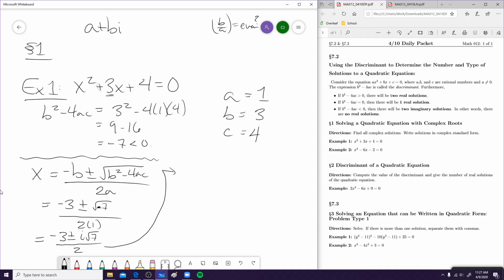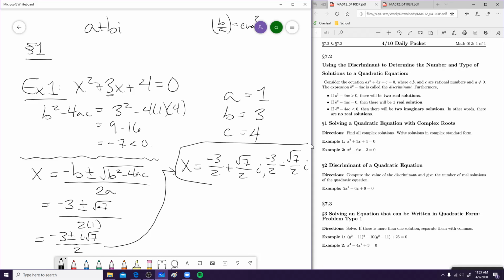So what is our solution? Our solution, x is equal to negative 3 over 2 plus the square root of 7 over 2i, and it is negative 3 over 2 minus the square root of 7 over 2i. And that is our solution. So keep in mind, it says write solutions in complex standard form. That is why I could not keep it in this way.